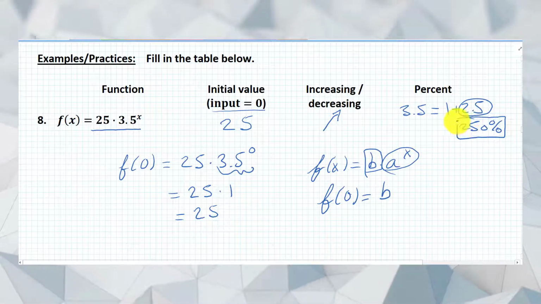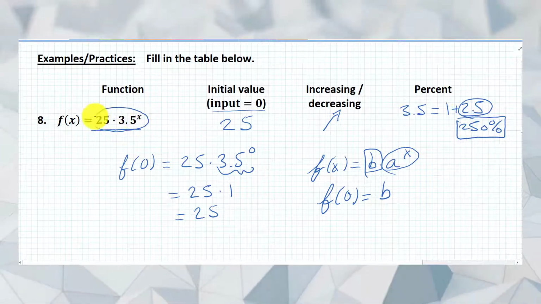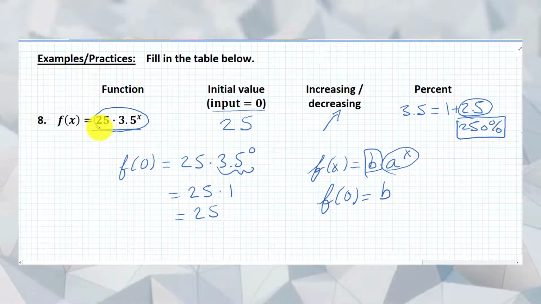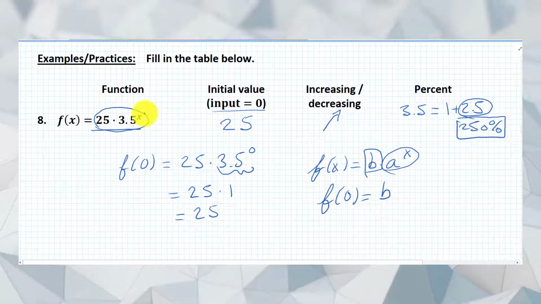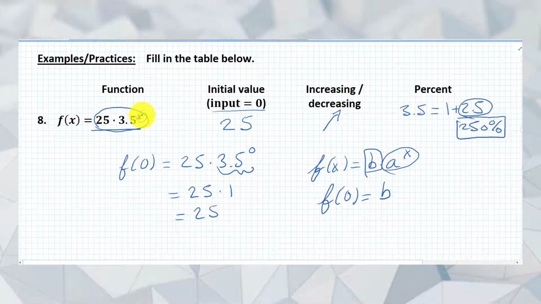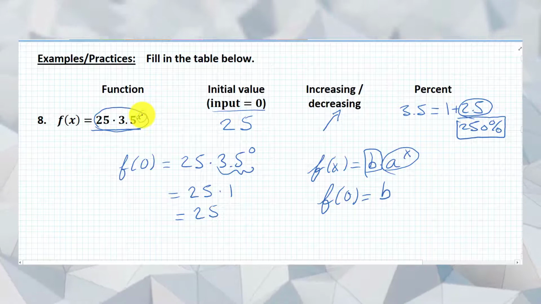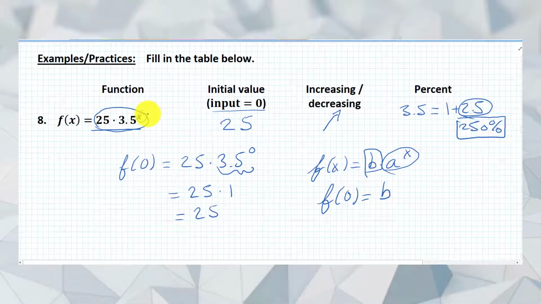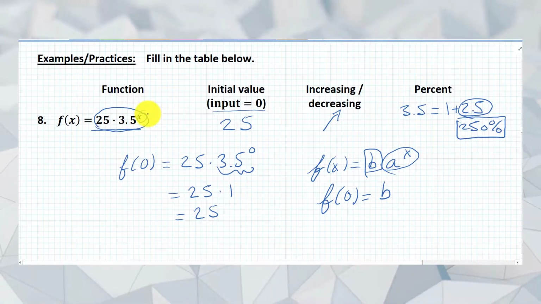So this function describes an increase of 25 by 250%. Now, if x is 1, it's an increase by 250%. If x is 2, I'm going to increase by 250% twice. If x is 3, I'm going to increase by 250% 3 times, so on and so forth. Let's go to the second example.